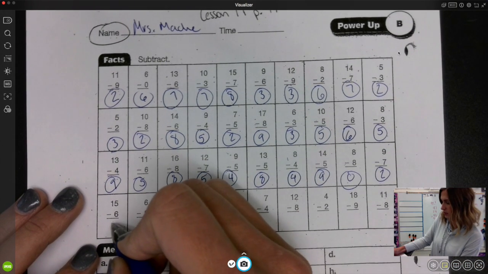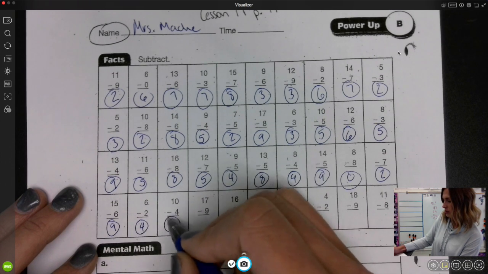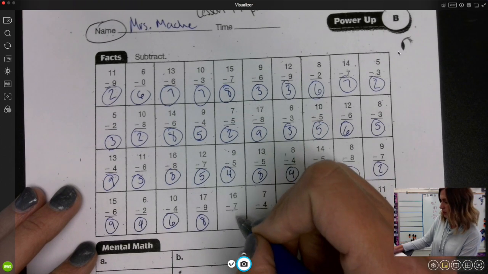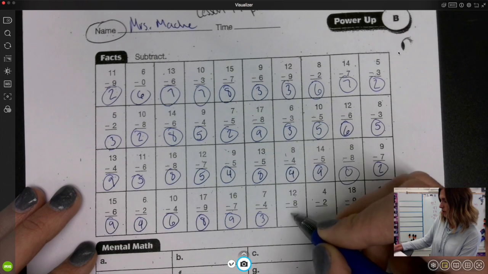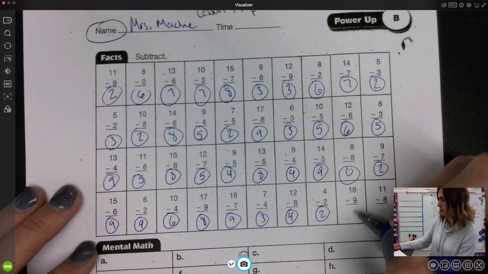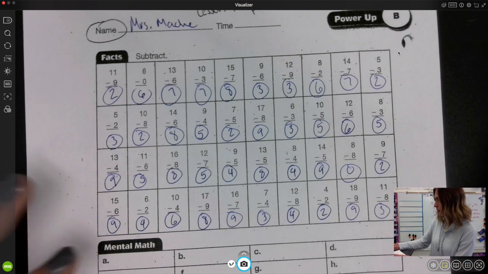15 minus 6 is 9, 6 minus 2 is 4, 10 minus 4 is 6, 17 minus 9 is 8, 16 minus 7 is 9, 7 minus 4 is 3, 12 minus 8 is 4, 4 minus 2 is 2, 18 minus 9 is 9, 11 minus 8 is 3.